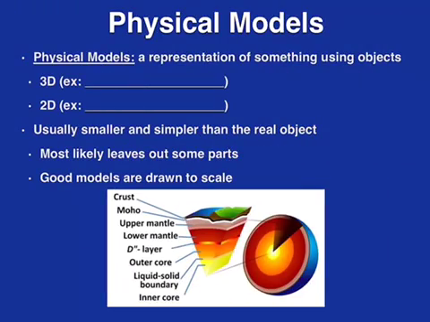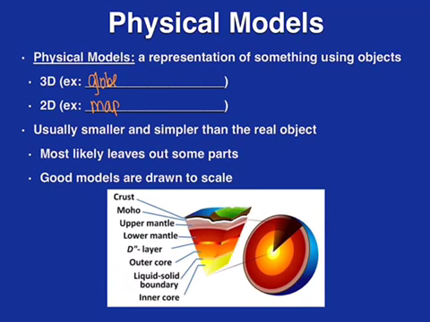So a physical model is a representation of something using an object. They can be three-dimensional or two-dimensional. A globe would be an example of a three-dimensional model, and a map would then be a two-dimensional model. Usually these physical models are smaller and more simple than the real objects. They most likely leave out some parts, and good models will often be drawn or made to scale.